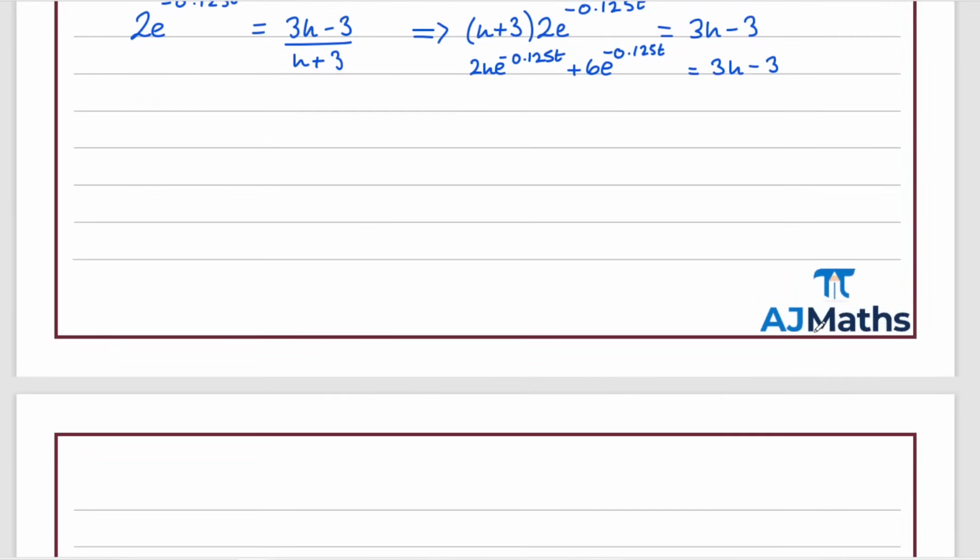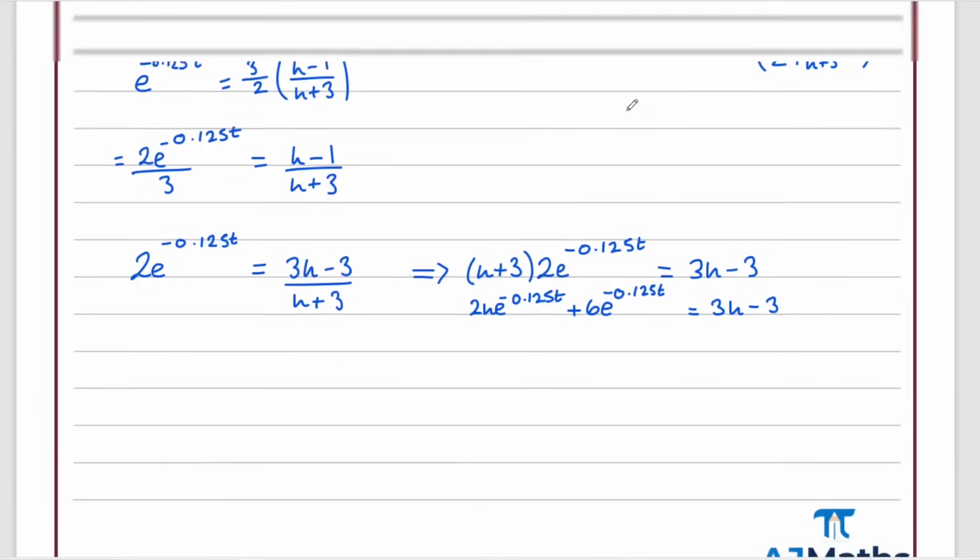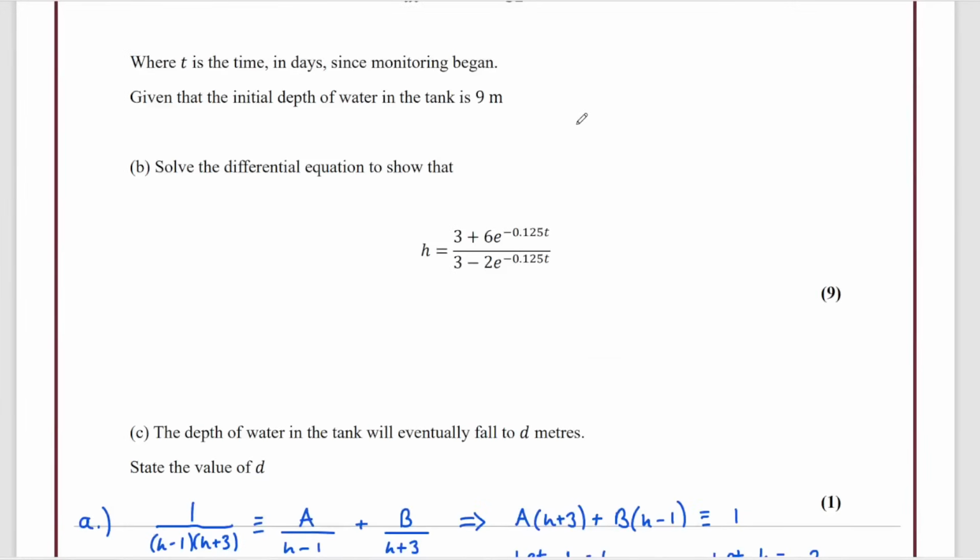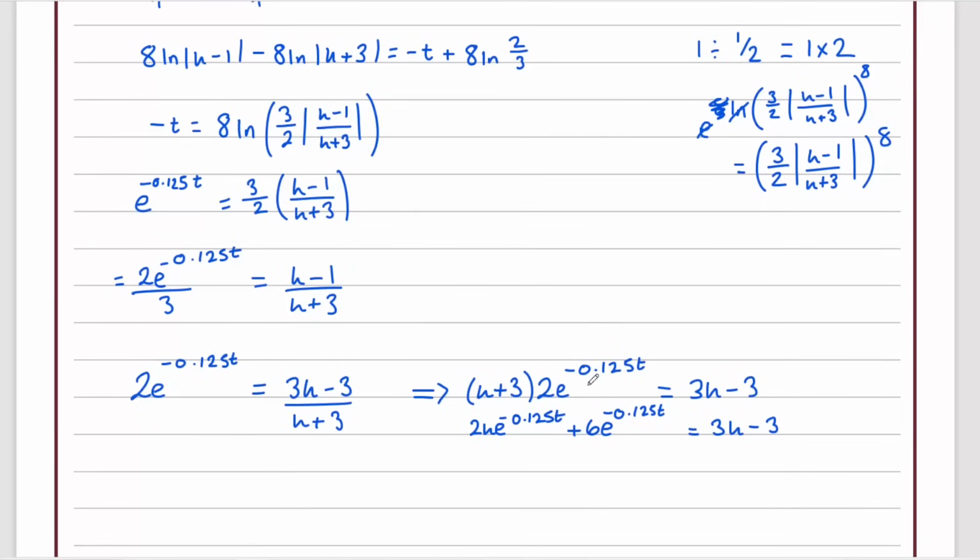Let's keep going. We're nearly there now. So, like I said, we want the h on one side. Do they keep the 6e as positive? Let me just double check. So that is positive. So what I'll do then is subtract this onto that side. Okay, so I've got 3h minus 2he to the power of minus 0.125t, and that is equal then to 6e to the power of minus 0.125t plus 3, like so.